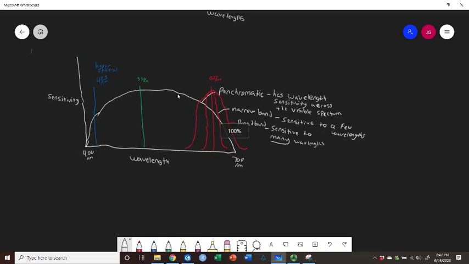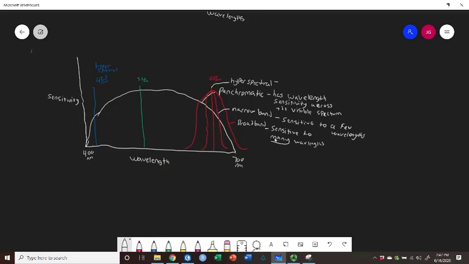Panchromatic, just to recap, is pulling information in from the entire visible spectrum. Hyperspectral, that's what this is right here. Hyperspectral is sensitive to 1 or 2 wavelengths. Broadband is sensitive to many wavelengths in a given region. And the narrowband is sort of in between. It's sensitive to a few wavelengths.